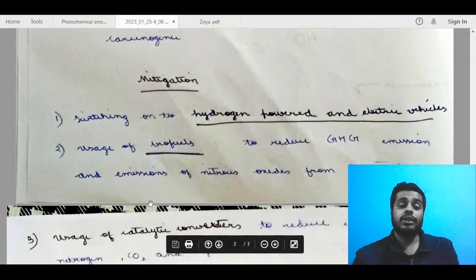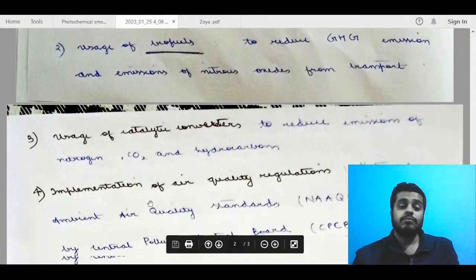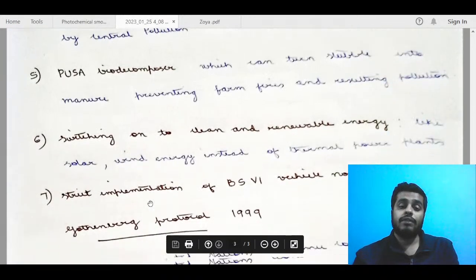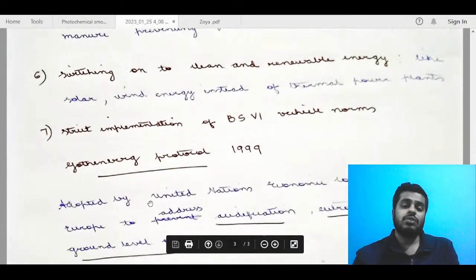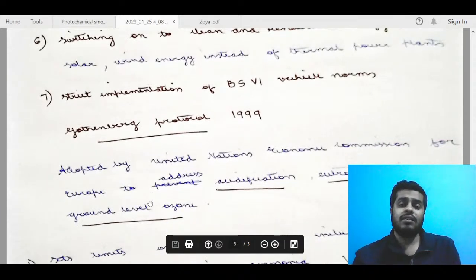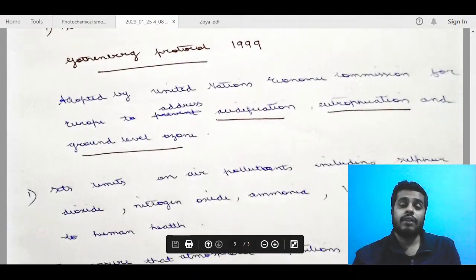Mitigation: switching to hydrogen powered and electric vehicles, usage of biofuels, implementation of air quality regulation, switching to clean air. So this is good. I think most of the measures related to pollution you can write here, and you have done that itself. So this is okay. Gothenburg Protocol 1999 adopted by United Nations. Okay, fine.